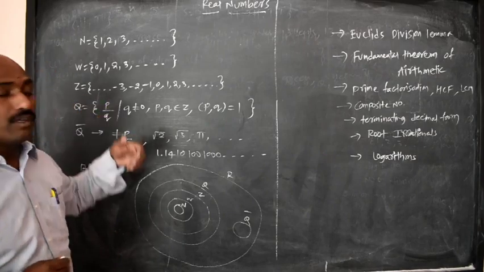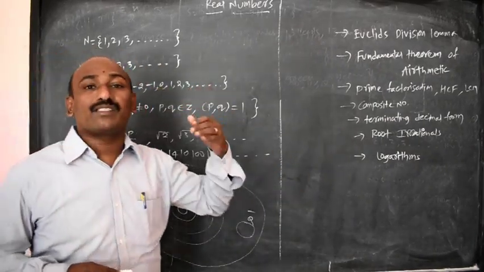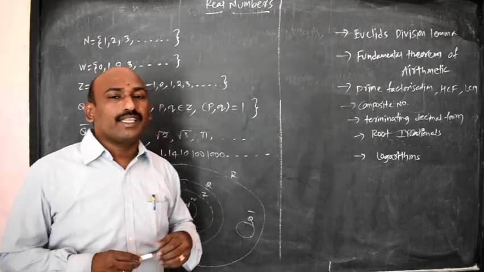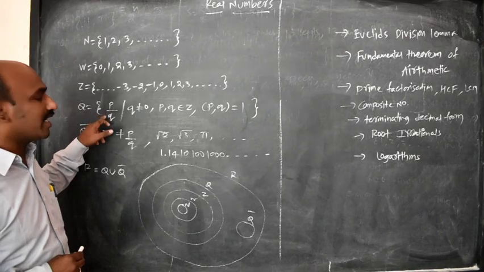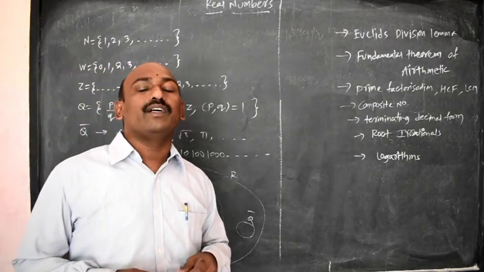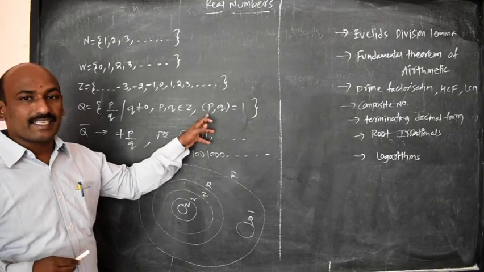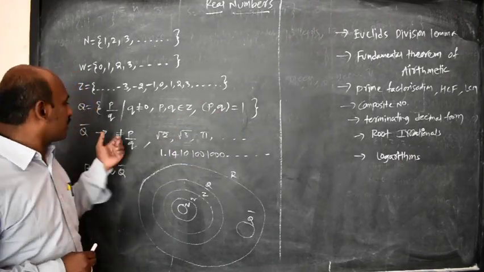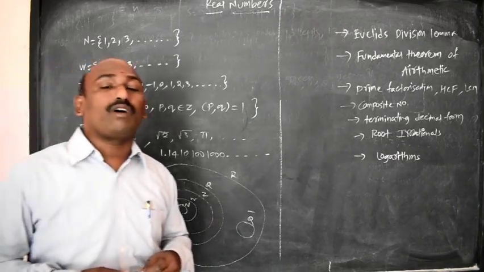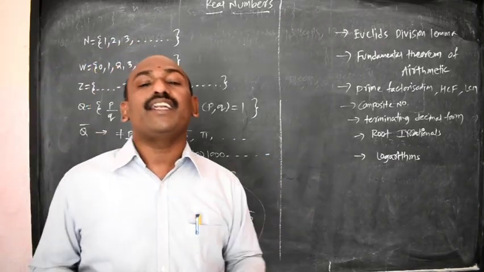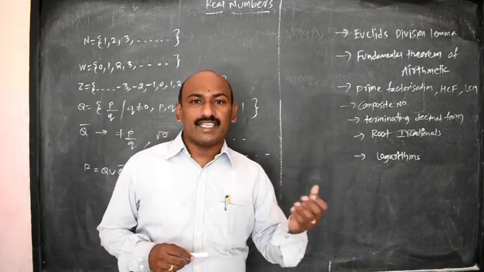And if the numbers are not only in the form of integers, they can be in decimal form or p by q form. Then the bigger set is the rational numbers, which we can write in the form of p by q, where the denominator is not equal to 0, p and q are integers, and p and q are co-primes. A rational number is of two types: one is terminating decimal form, and the other is non-terminating recurring decimal form.